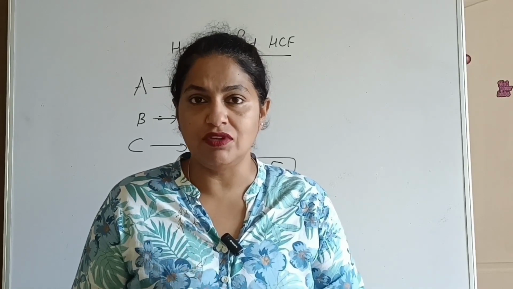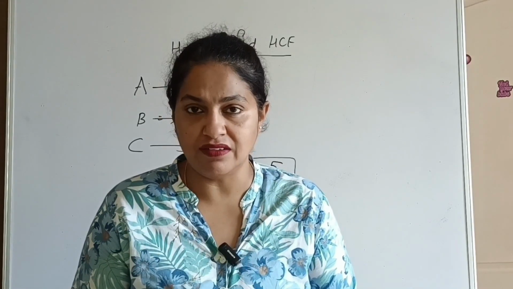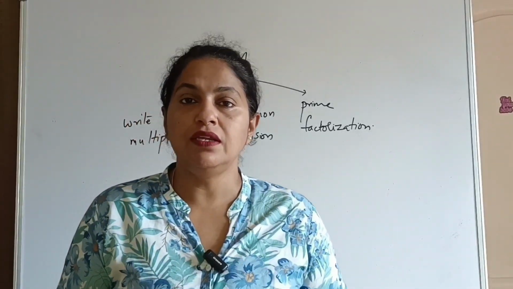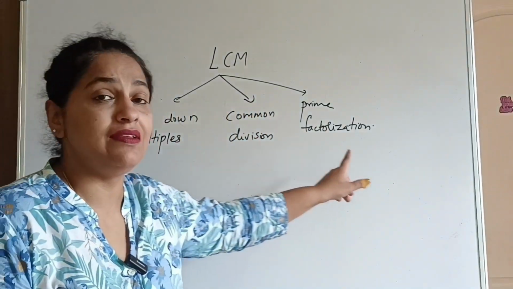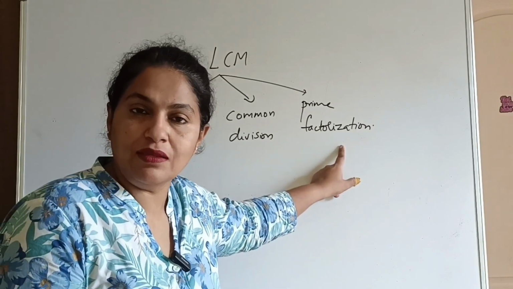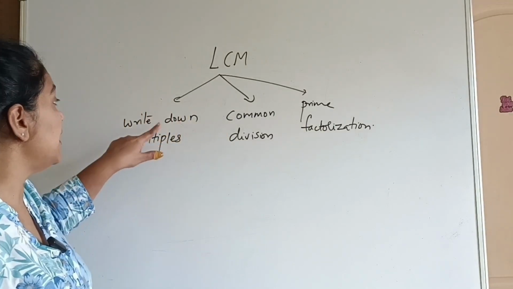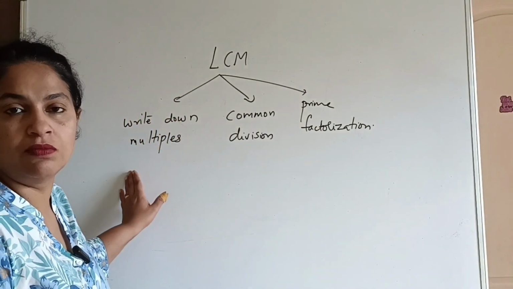So now that you are clear with how to find the HCF, let us find the LCM. Again, the methods are similar. How to find the LCM of numbers. In order to find the LCM of the given numbers, we follow these 3 methods. One is by prime factorization, just like the method in the case of HCF, common division, and writing down the multiples. So let us start from the basic one, which is writing down the multiples.